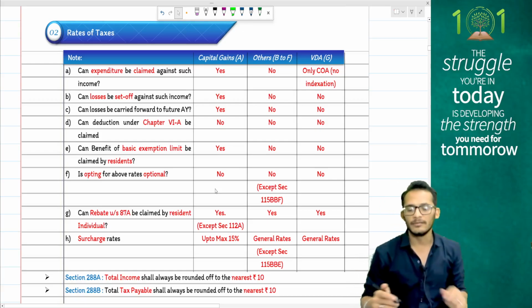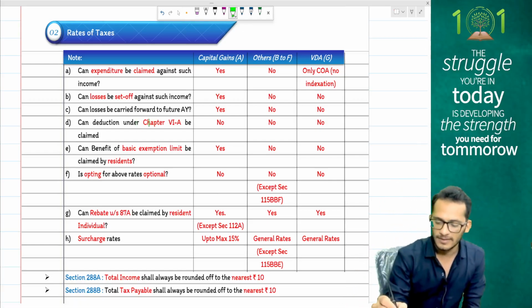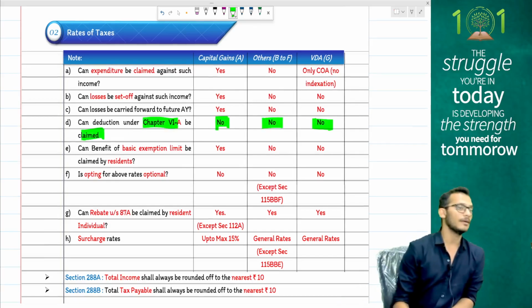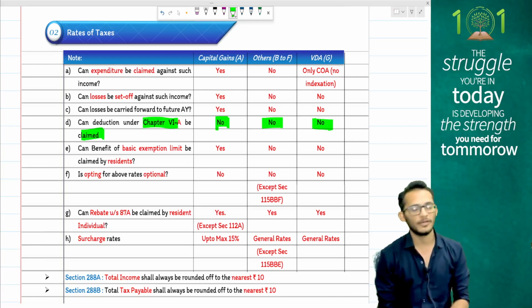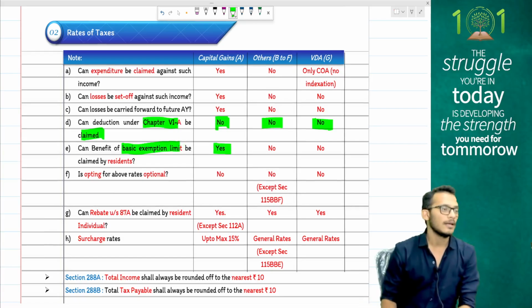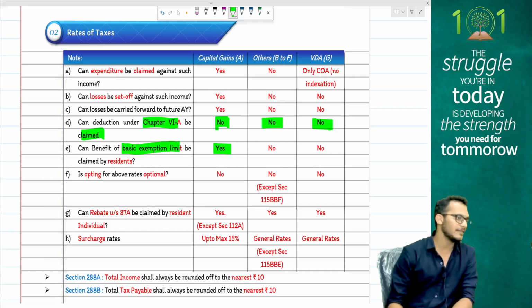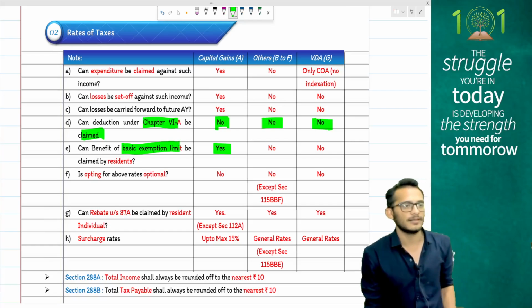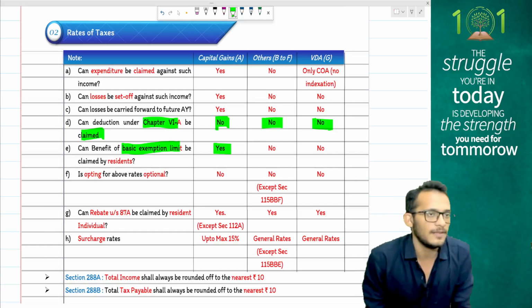Things to be marked here which you may forget and you may miss out. First is deduction under Chapter 6A is not claimable for any person. Second, you can claim basic exemption limit for your capital gains. We have done some healthy level questions, people, as we started the batch. Please go through those questions in case you don't understand this carefully. Yes, but please pay attention to this one.